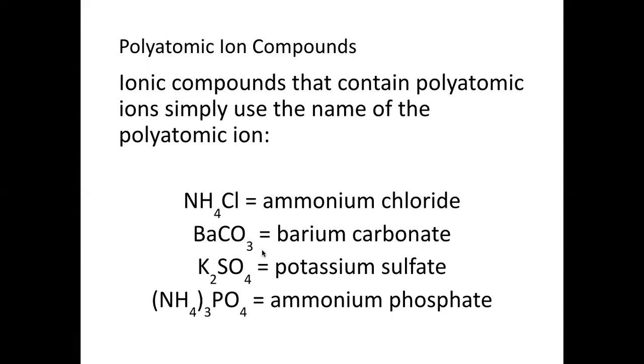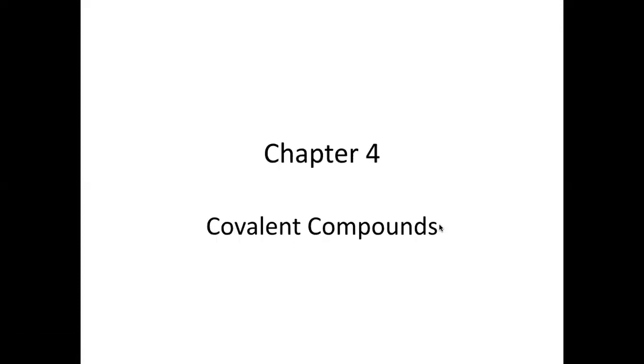For barium carbonate, carbonate is this entire CO3 here. So we include that in the name. For potassium sulfate, it's this polyatomic sulfate here. And then we can have ammonium sulfate. So this is actually a combination of two polyatomic ions, where ammonium has this charge and the sulfate has this charge. It forms one neutral compound, which is ammonium sulfate. So we use both of those polyatomic names here.